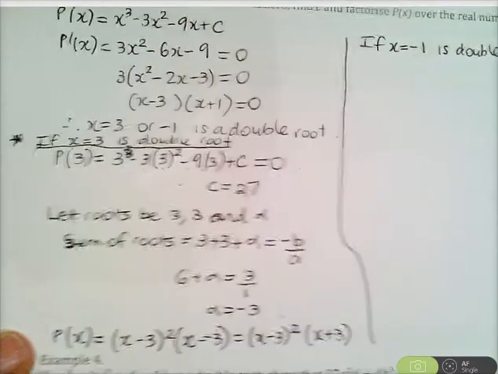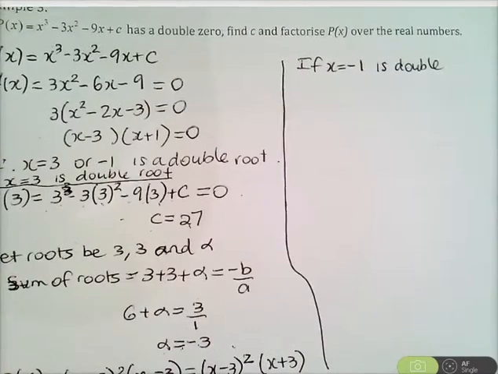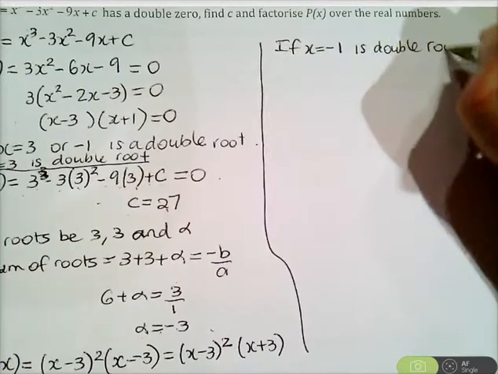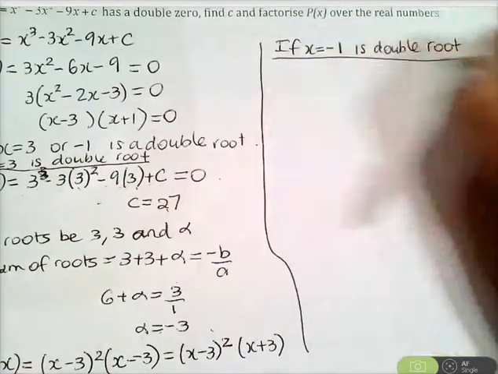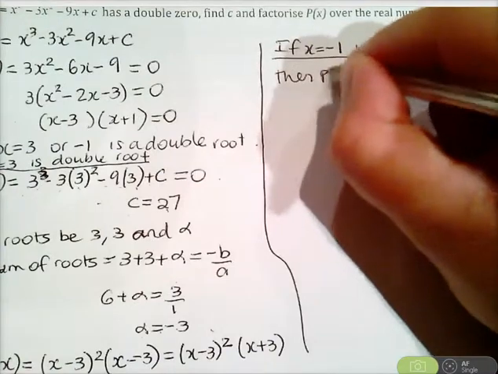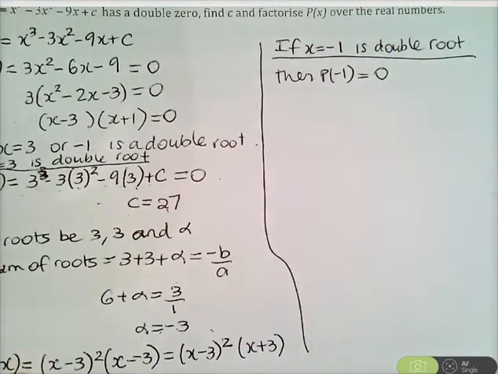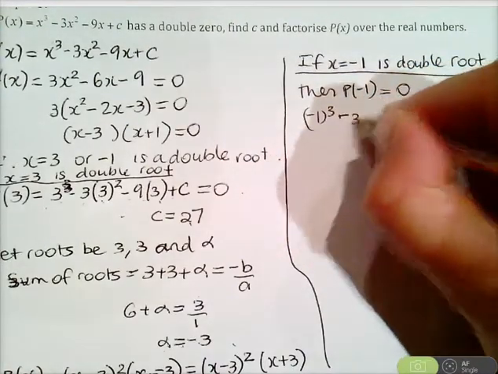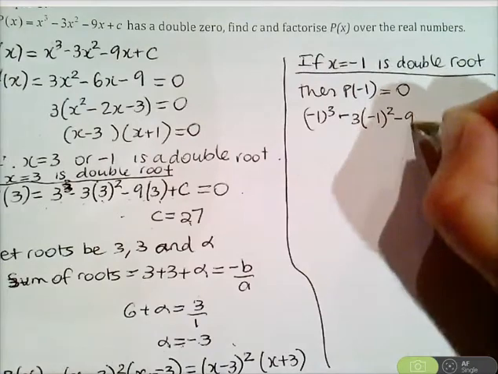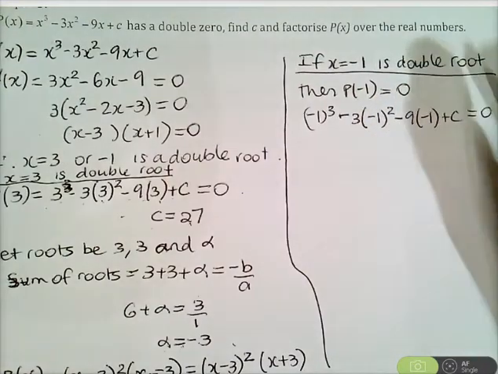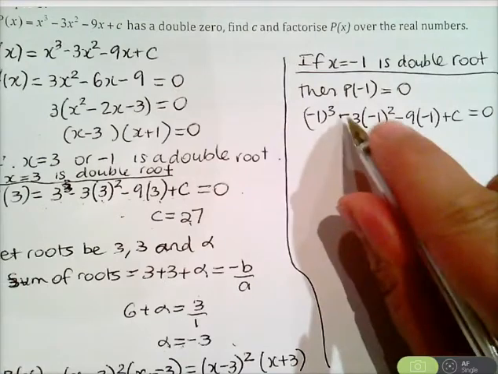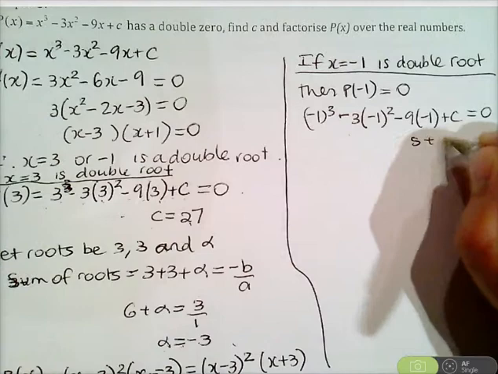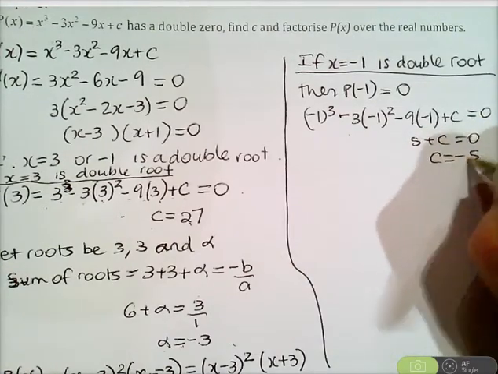Now, the other case, if x equals negative 1 is the double root. See, we don't know what the double root is because we don't know what c is. So if x equals negative 1 is the double root, then p of negative 1 would equal 0. Now, p of negative 1 is negative 1 cubed minus 3 times negative 1 squared minus 9 times negative 1 plus c, which is equal to 0. And you would get negative 1 minus 3, which is negative 4, plus 9, which is 5, plus c is 0. So you would get that c is negative 5.